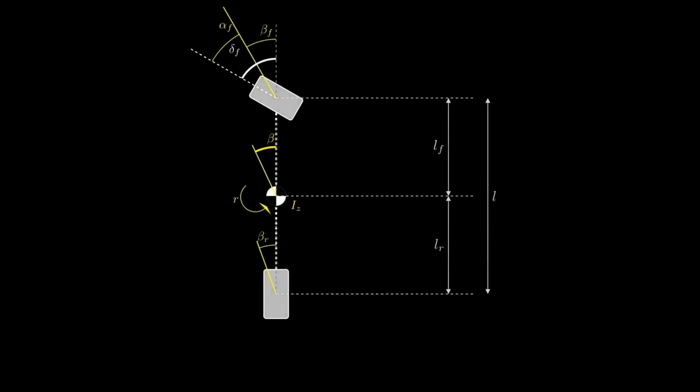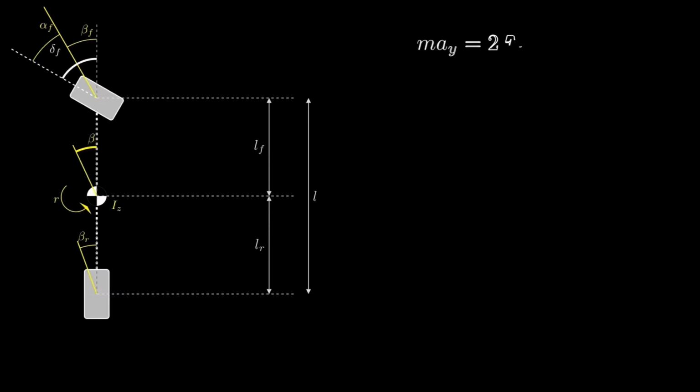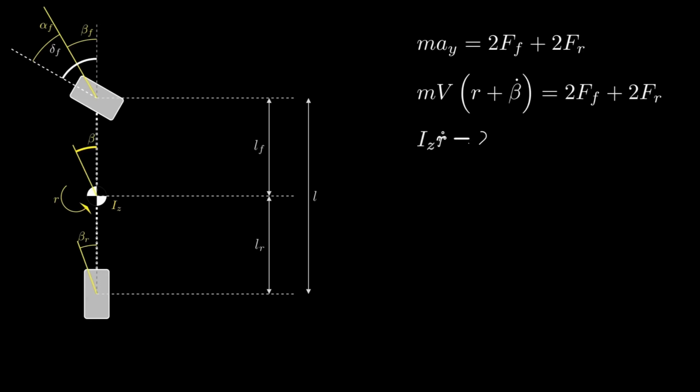Now, let's establish the kinematic equations for the 2-degree of freedom model. Before we start, please note that in these equations, FF and FR represent the lateral forces of the front and rear wheels. First, the lateral force balance, M times AY equals 2 times FF plus 2 times FR. Expanding the acceleration term, mv times r plus beta dot equals the sum of the tire forces. Next, the yaw moment balance, Iz times r dot equals 2LF times FF minus 2LR times FR.